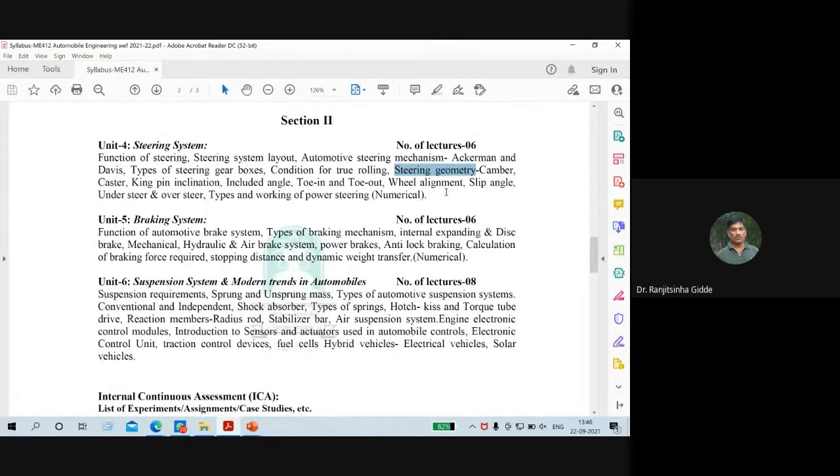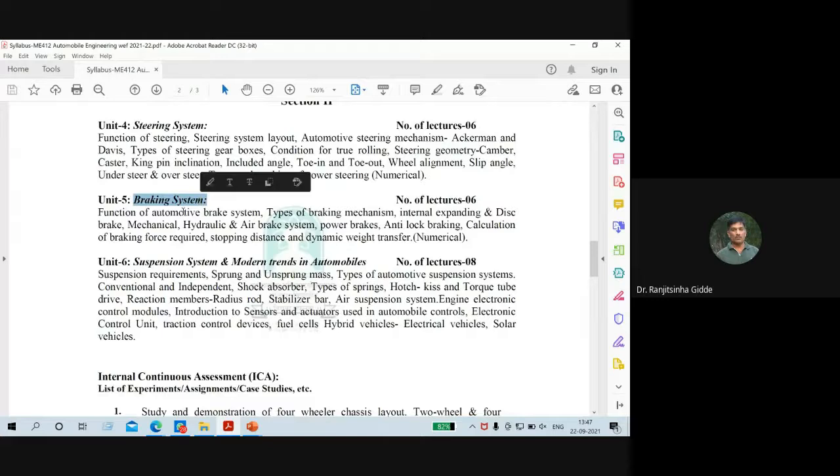So there is one concept that is called the steering ratio. How much effort is required to steer a bigger vehicle and how much effort is required to steer small cars or small vehicles. For bigger vehicles nowadays there is a power steering option by means of which we can reduce the fatigue of the driver. That we are going to see in the steering system. The next unit is related to the braking system. It is also one of the control systems, or we can call it a running system.